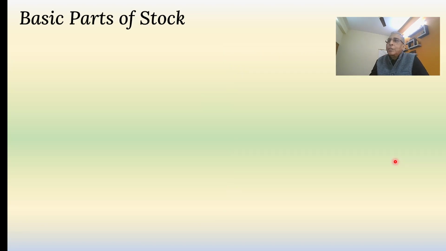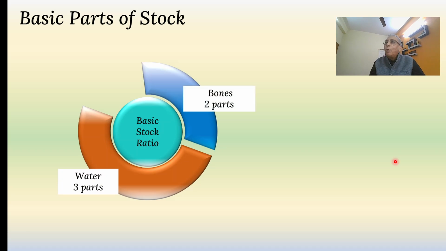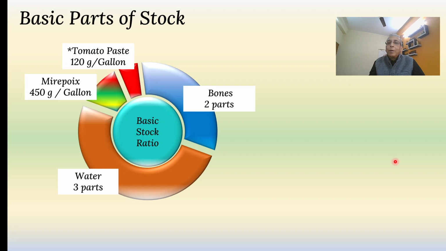Basic parts of stock. Let us see once again the proportions in a type of picture. If this is the basic stock, then what are the ratios? Water we are going to use 3 parts, bones 2 parts, mirepoix of vegetables 450 grams per gallon of stock water, and tomato puree or paste, that is optional only for the brown stock, that is 120 grams per gallon.